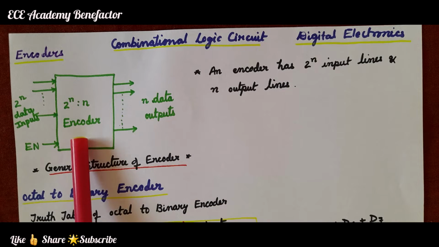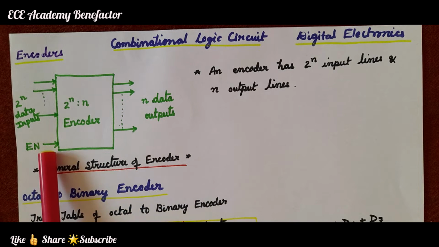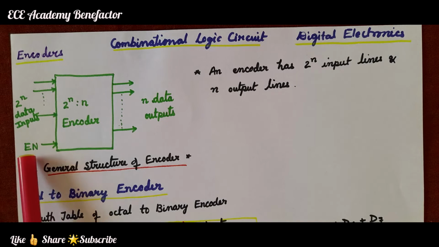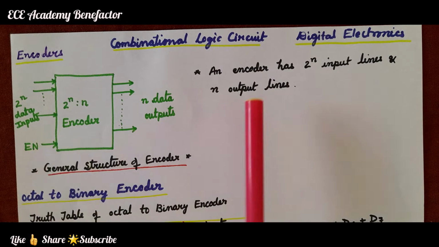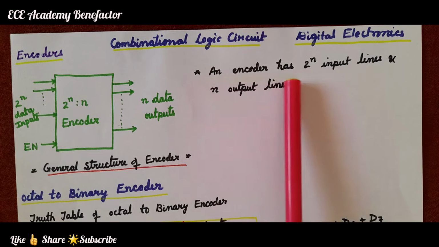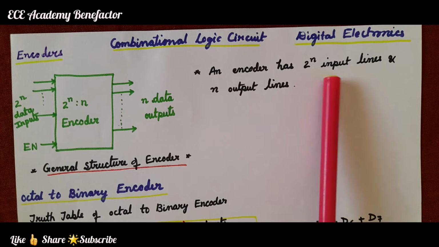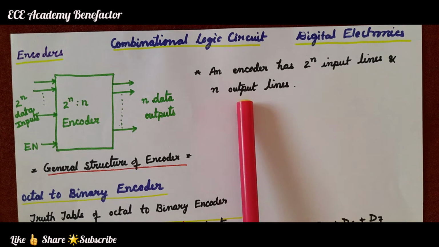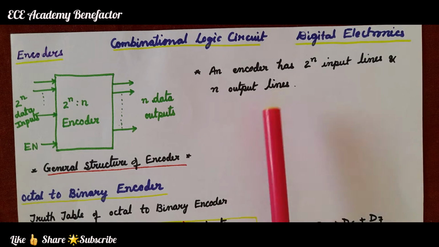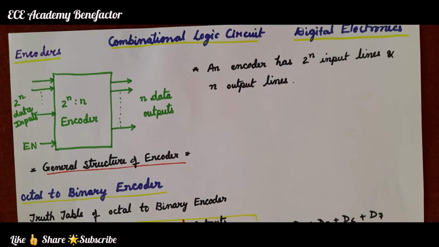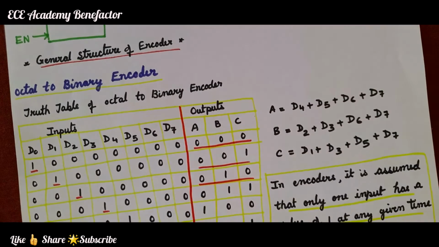To enable an encoder, we must connect an enable pin. EN stands for enable. So, it is written as an encoder has 2 to the power n input lines and n output lines. Coming to octal to binary encoder.